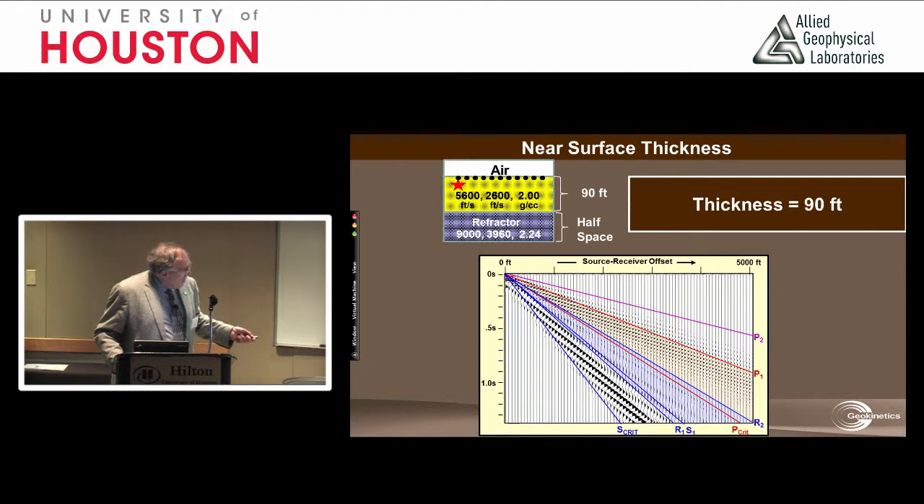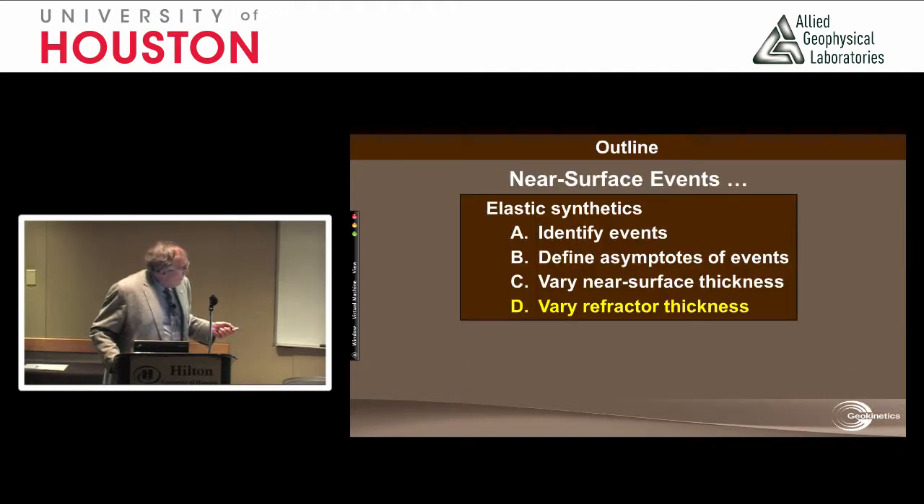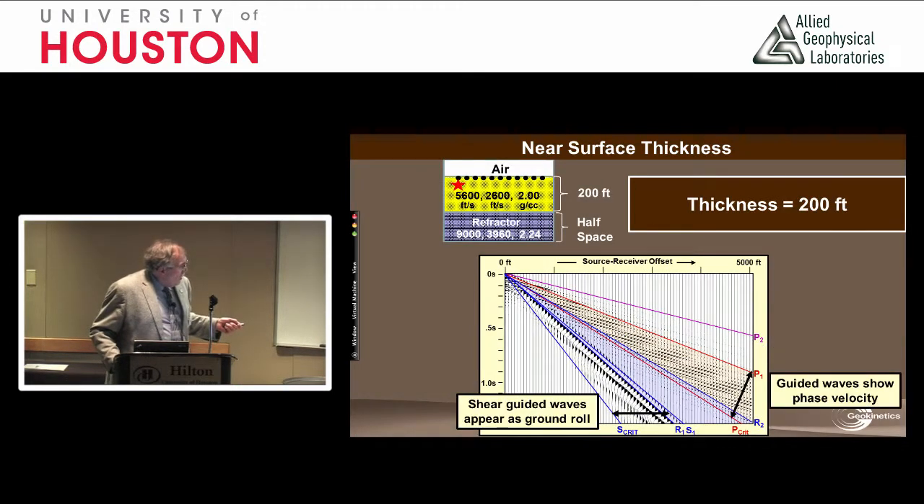They're all becoming very close to that. Now, as we continue to go in that area, all of a sudden, you've got energy that doesn't look like reflections, but is now beginning to look like Rayleigh waves coming in here. So your shear guided waves appear as ground roll. They are slower than that Rayleigh wave. Up here is where your guided waves are, and they're showing your phase velocity. They're between precritical and the P1. So those two zones can be identified.